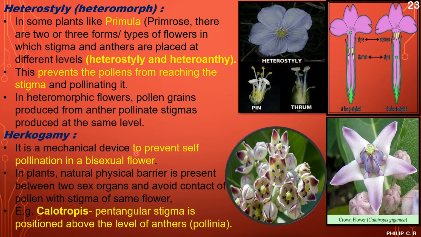Herkogamy is a mechanical device to prevent self-pollination in bisexual flowers. For example, you can see here the crown flower, called Calotropis gigantea. In such plants, a natural physical barrier is present between the two sex organs, the male and the female part, and avoids contact of the pollen with the stigma of the same flower. As an example, in Calotropis the pentagonal stigma is positioned above the level of the anthers, that is the pollinia, as you can see in the image.